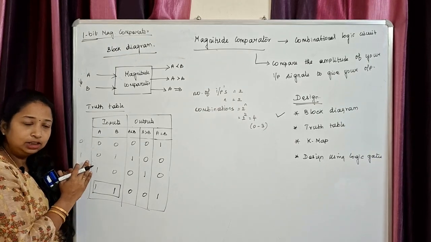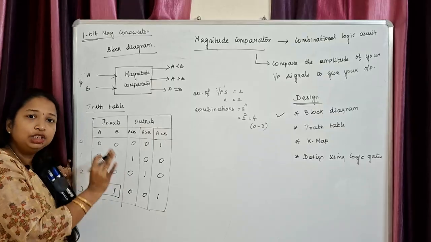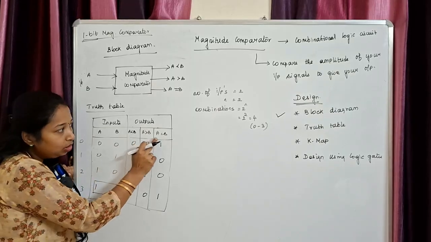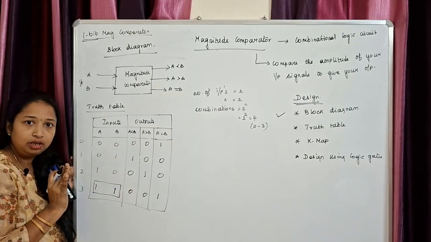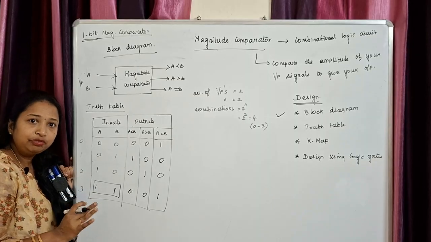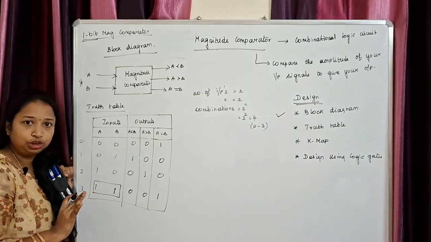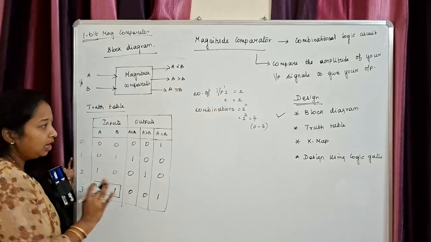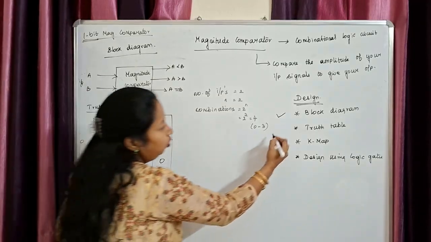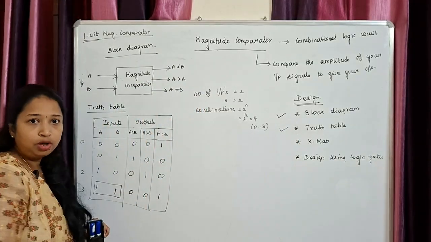Based on the input combinations, you have to check whichever condition is getting true. On that particular comparison output, you will mention 1 if that condition is true. For the other comparison outputs, you will mention 0. Clear? Now, we are done with our truth table. So, what is the next step? You have to find out your Boolean expression.